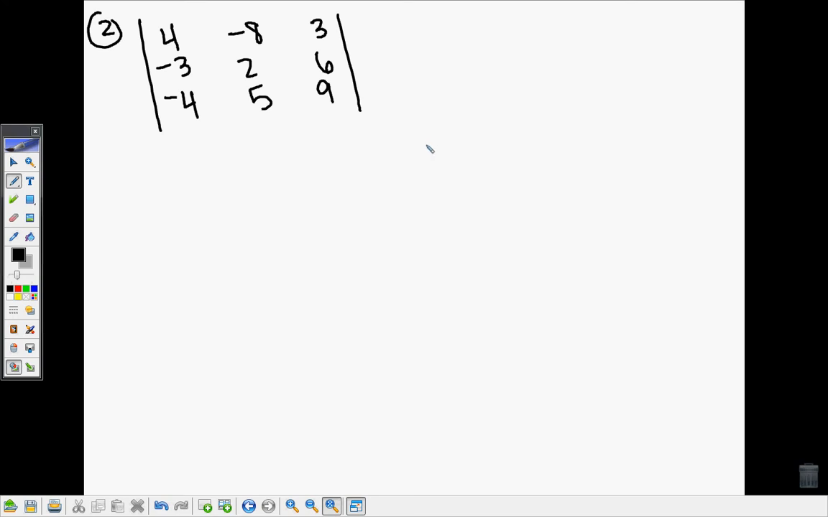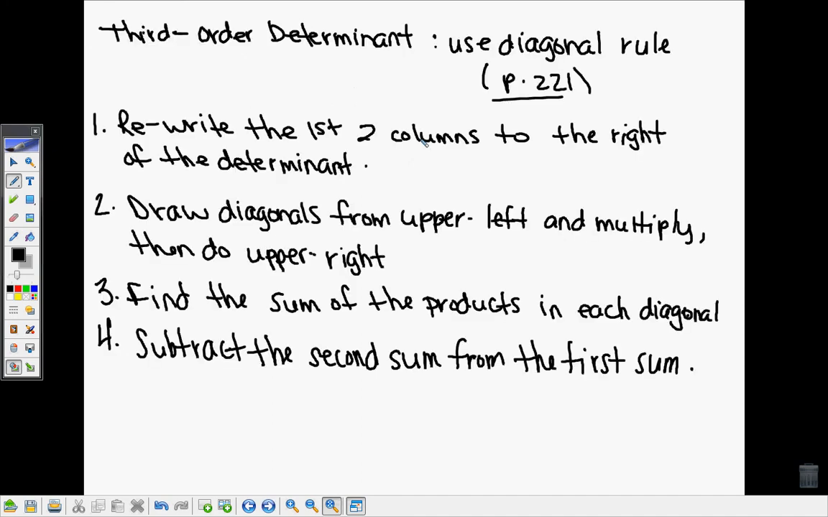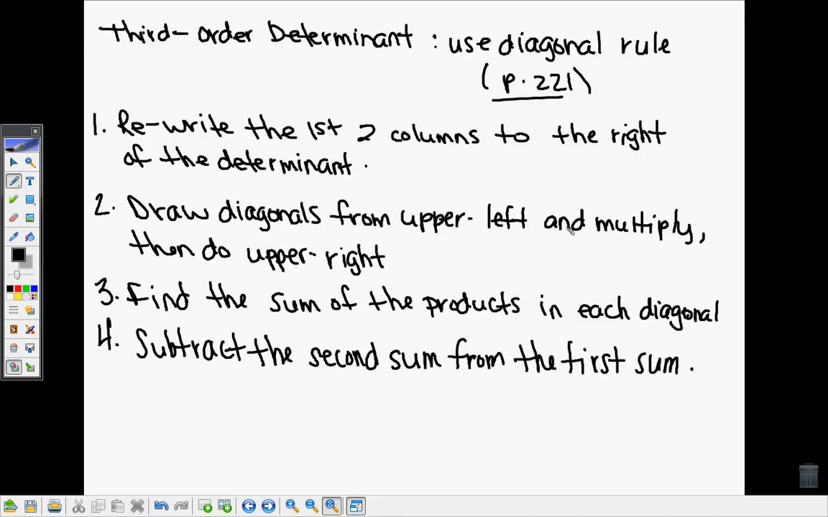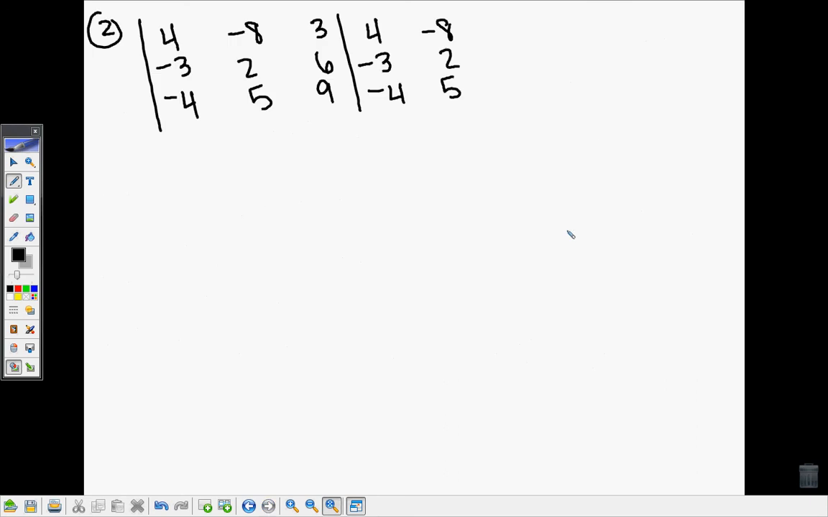Okay, so the first step, if you go back, says to rewrite the first two columns. So all you're going to do is rewrite this column and this one right behind the matrix. So 4, -3, -4, -8, 2, 5. Okay, again, if you go back to the directions, it says go from the upper left, and we'll do those first. So if you draw diagonals from the upper left, this first one is your first diagonal. So I'm going to show the work here.